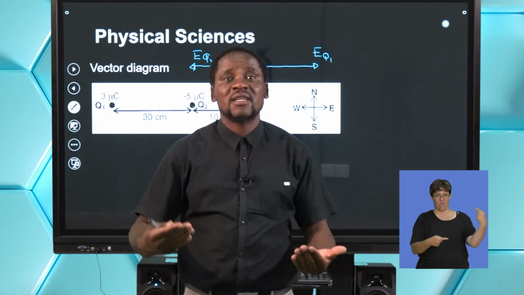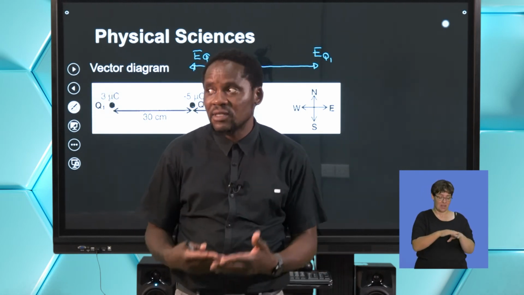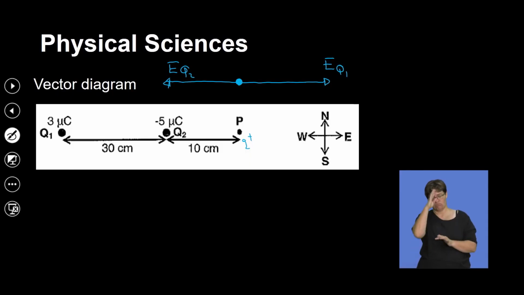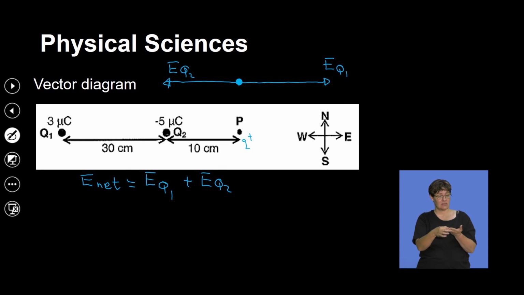Remember, it's the vector nature of the quantity, electric field at a point. So this is our vector diagram. If we were to determine E net, then the mathematics follows. E net is equal to E due to Q1 plus E due to Q2. The plus suggests addition, the resultant, the sum, which is the net.